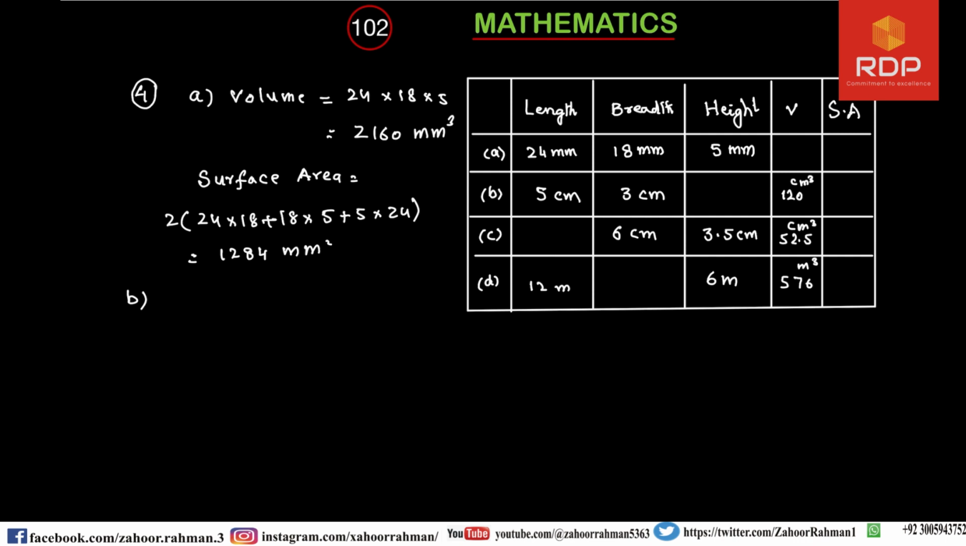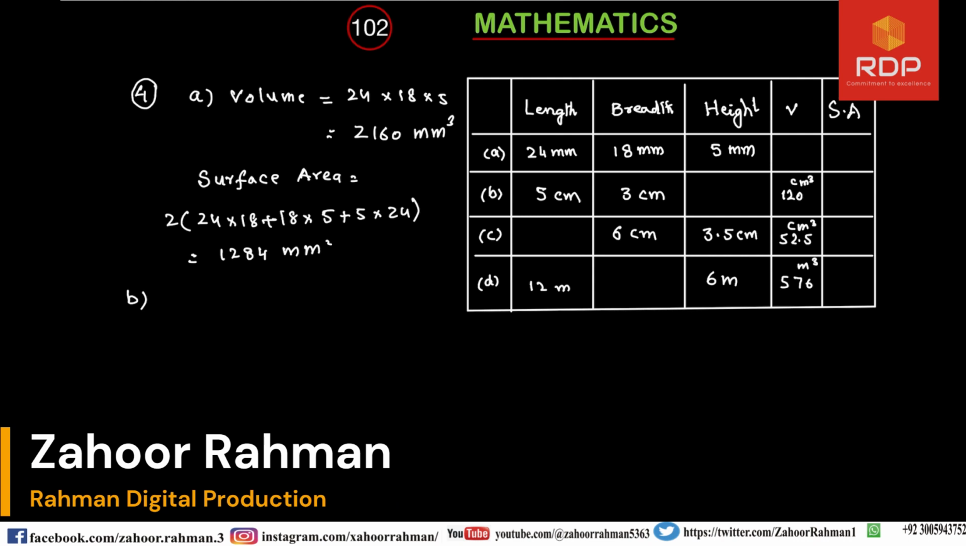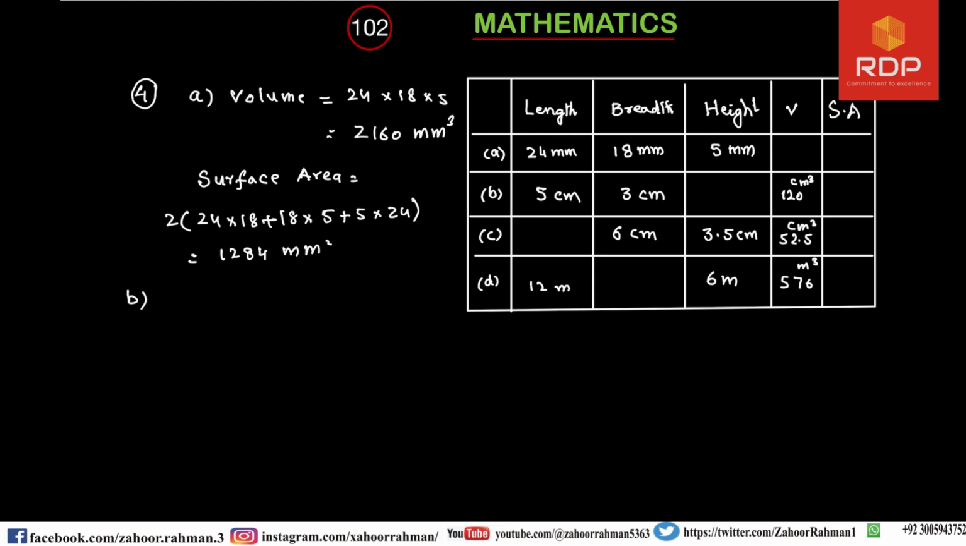Now let us turn our focus to part number B, in which they have given us only the length, breadth and the volume. So we can find the height very easily. We can say that volume is equal to length into breadth into height. So height will be equal to volume divided by L cross B. Now putting the values inside it, it will be 120 divided by length 5 multiplied by breadth 30. So when we calculate it, we will get 8 centimeter.